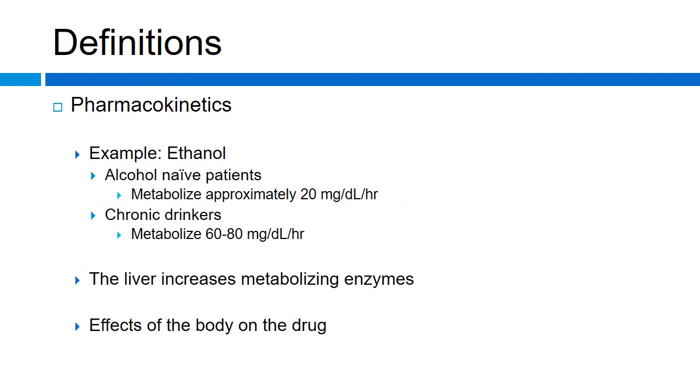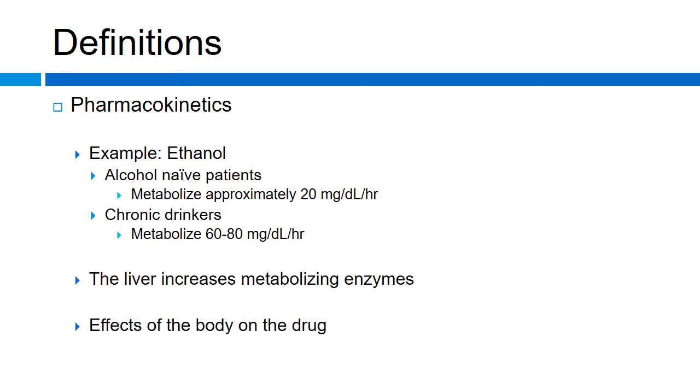Going back to ethanol, imagine an alcohol-naive patient. Apparently all of you guys are alcohol-naive. If I were to give you a drink, your liver enzymes would be responsible for metabolizing that, and you would do it at roughly a rate of 20 milligrams per deciliter per hour. Your baseline liver enzymes are not used to metabolizing alcohol. They can only do it so fast. So about every hour you're able to metabolize about 20 milligrams per deciliter.